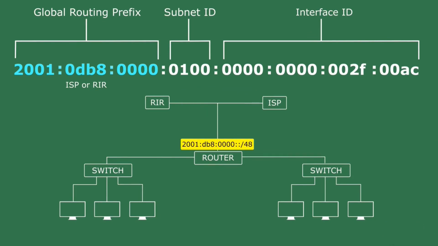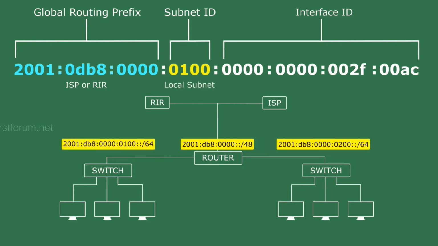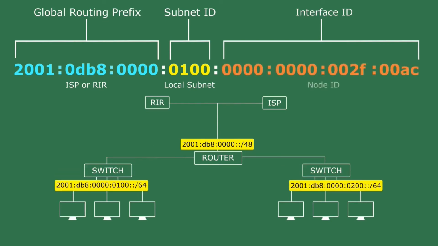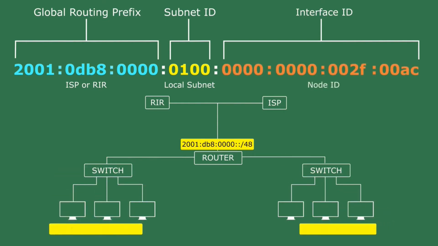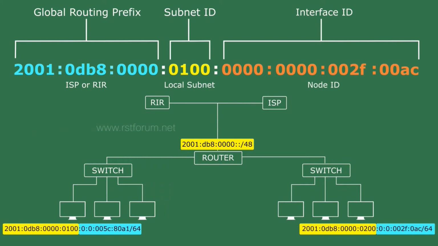The next field is the 16-bit subnet ID, which an organization can use to create its own local subnets. A subnet ID is similar to a subnet in IPv4. The rightmost four fields contain the interface ID. These 64 bits are used to identify the interface on a link and must be unique to the link. It can be manually configured or created from the MAC address, using EUI64 format.